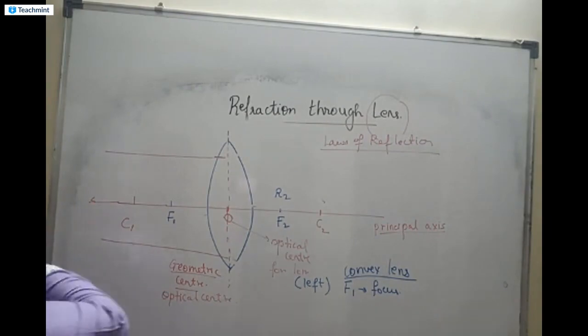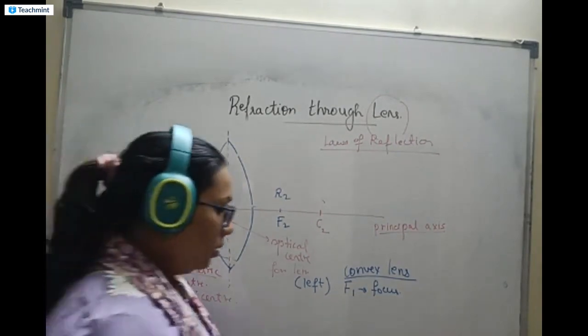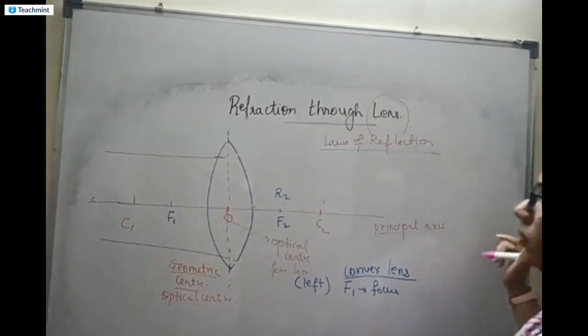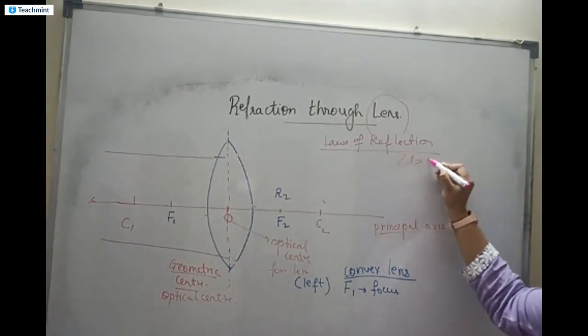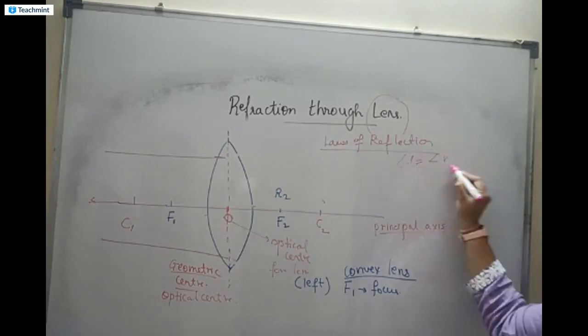So for convex, how many of you remember the laws of reflection we've done? There were two laws. What were they? Angle of incidence is equal to angle of reflection. Correct. Angle of incidence and angle of reflection are, yes, equal.